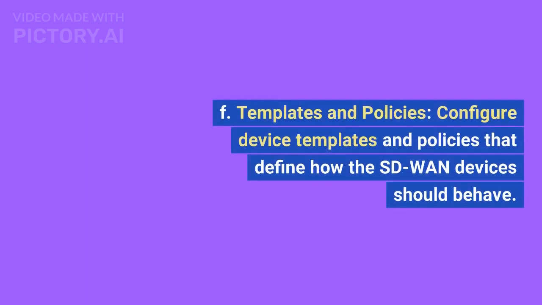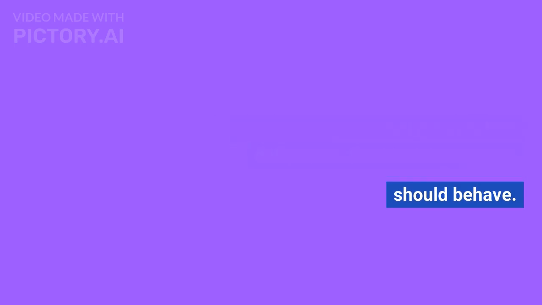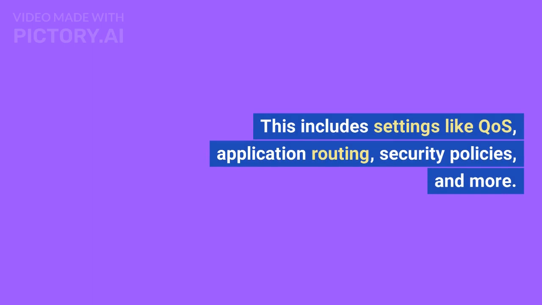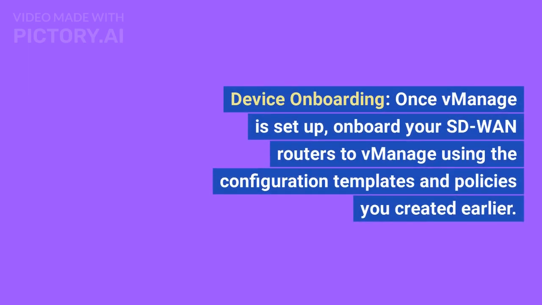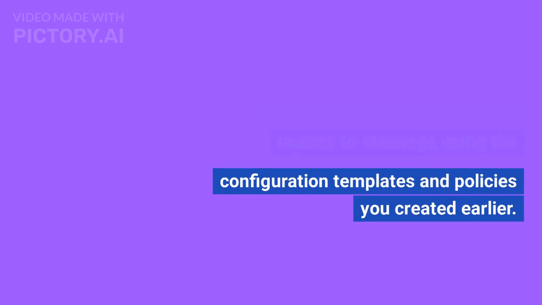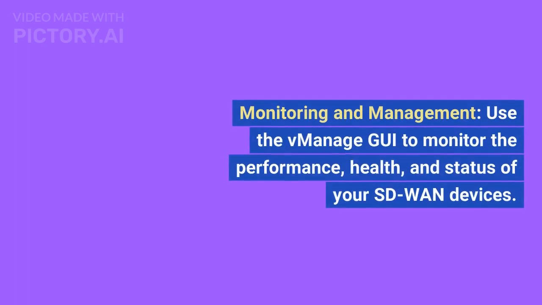F. Templates and policies. Configure device templates and policies that define how the SD-WAN devices should behave. This includes settings like QoS, application routing, security policies, and more. Device onboarding. Once vManage is set up, onboard your SD-WAN routers to vManage using the configuration templates and policies you created earlier.